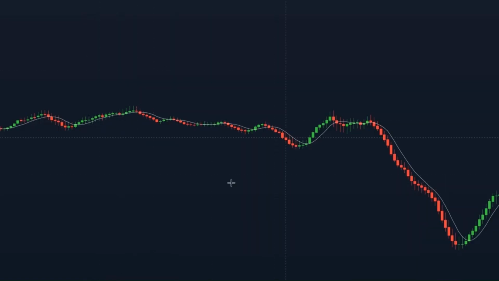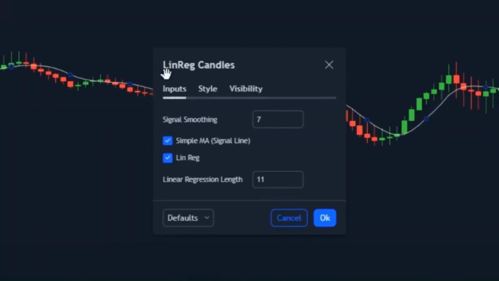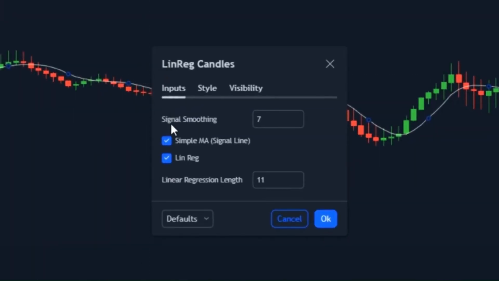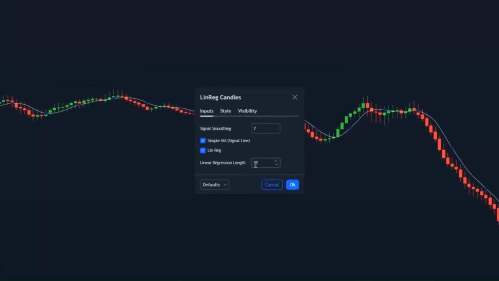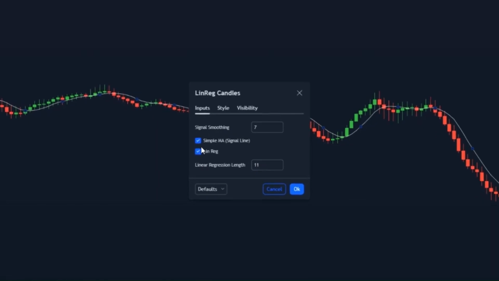For our second indicator on this strategy, head up to indicators again and type in Linear Regression Candles. Add this one to your chart and it should look something like this. Now open up the settings for this indicator and change the signal smoothing to 7. The linear regression length should already be set to 11 and leave both of these ticked.